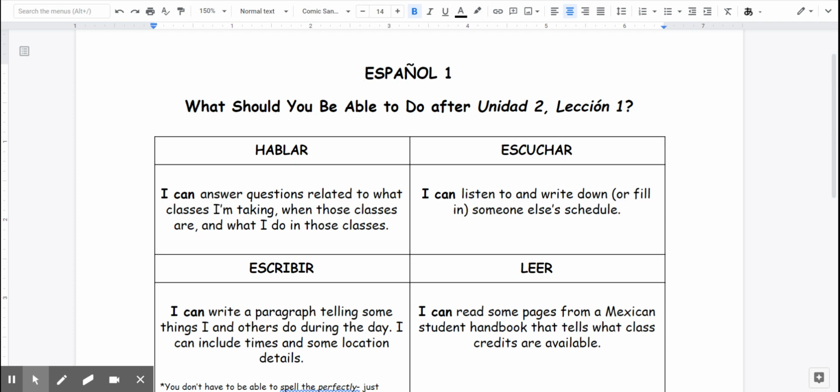Hola clase, vamos a hablar de las metas para Unidad 2, Lección 1. So we're going to quickly go over your goals for Unit 2, Lesson 1.